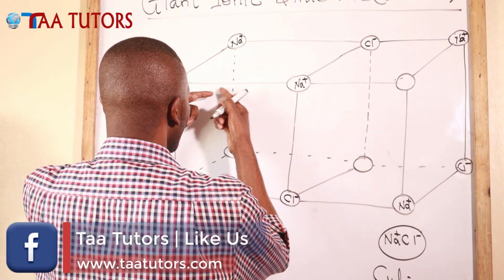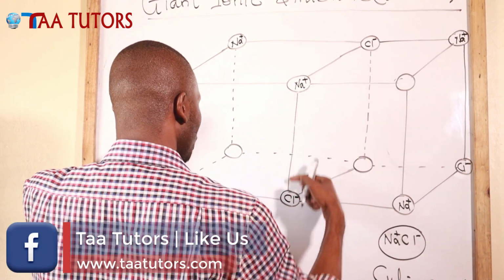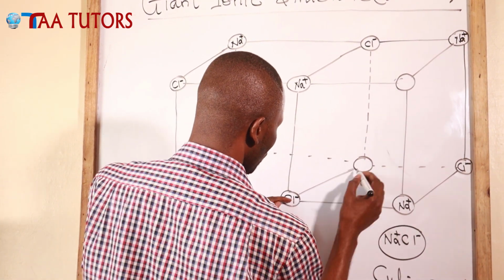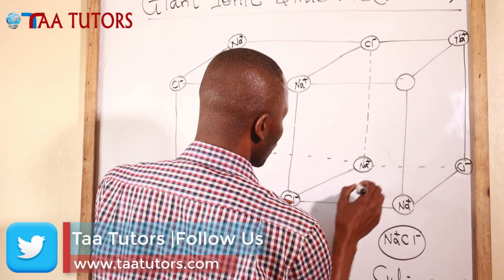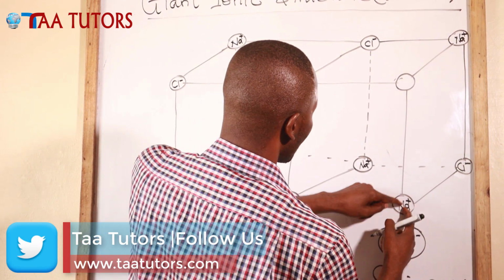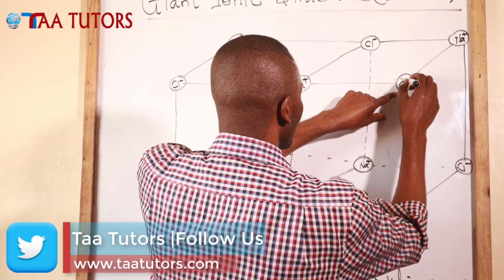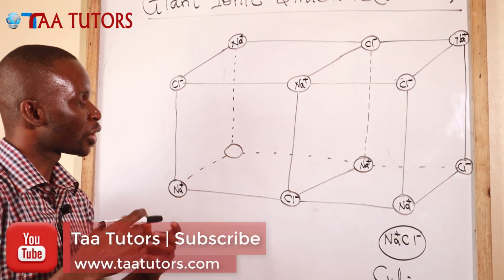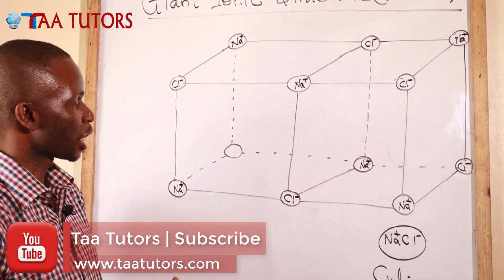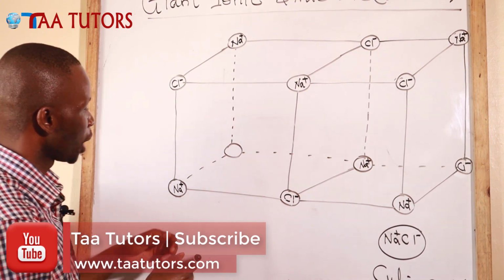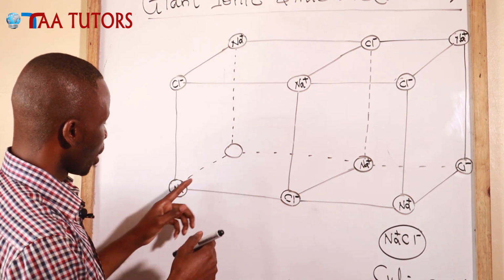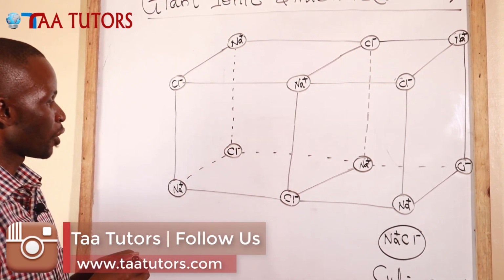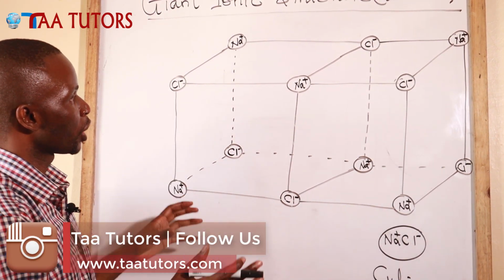So there's attraction here, there's attraction there, there's attraction here. If I move from here to here, this one should be plus, chloride ion. And then from chloride ion, if I go there, I should have chloride ion. So when you are drawing a giant ionic structure, giant ionic lattice, we need to be able to alternate. There's one missing here still. So if we follow here to here, we are going to have this one as a negative ion, that is chloride ion. So we must be able to alternate.